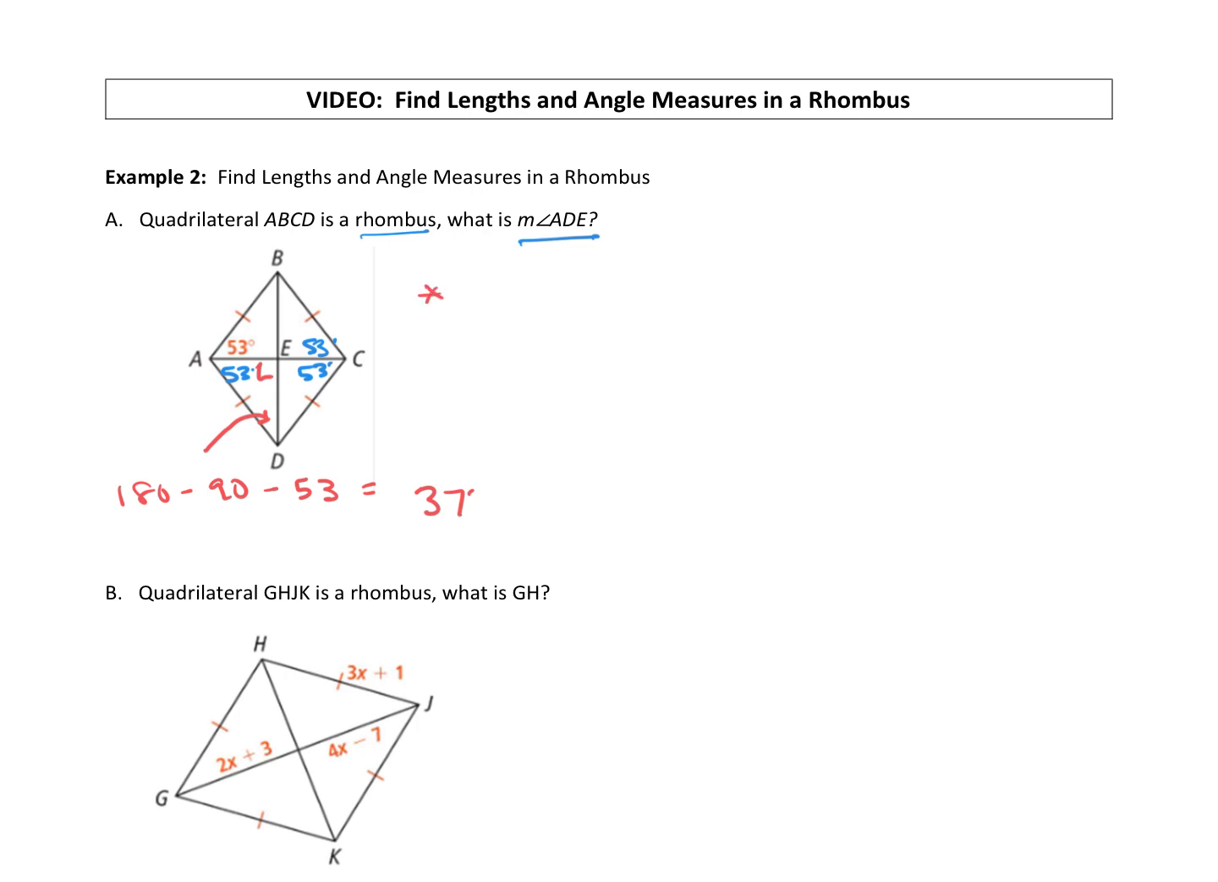So let's just make a note. This is the property we use. In a rhombus, the angles are bisected by the diagonals. Probably should have written that down first. So because the angles are bisected, we were given this 53 degrees. Using this property, that's how we knew that this was 53. And this is the 53 degrees that we used to find the angle we were looking for.